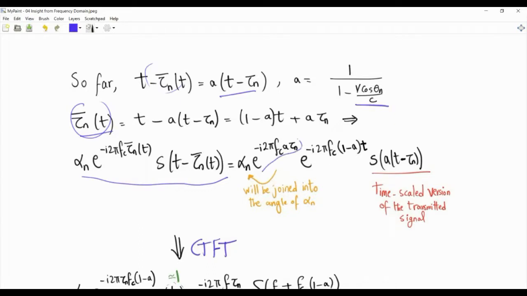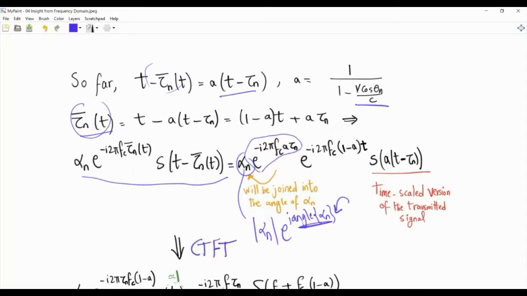We will get here a constant phase factor that depends on Fc, A and tau n. And typically we will take this phase factor. Alpha n itself is a magnitude alpha n times e to some angle of alpha n. So if this factor does not depend on time, we can just join it to this angle of alpha n. And we are left with those expressions. This is the most important part.